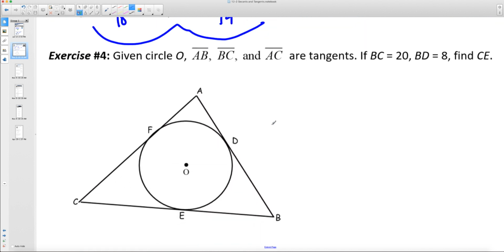We'll look at one last one. They tell us the whole thing, BC, is 20.